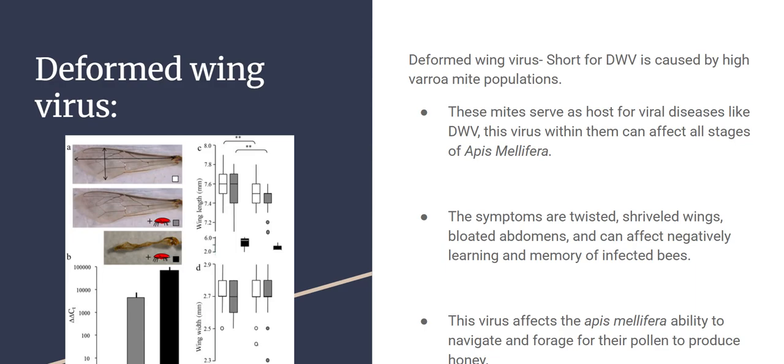Here we have a diagram and pictures of how the virus affects the wings. You can see the top wing is a good, healthy bee wing, and the bottom one is an infected wing. You can see how it's crippled and all skinny. Not really good for foraging.